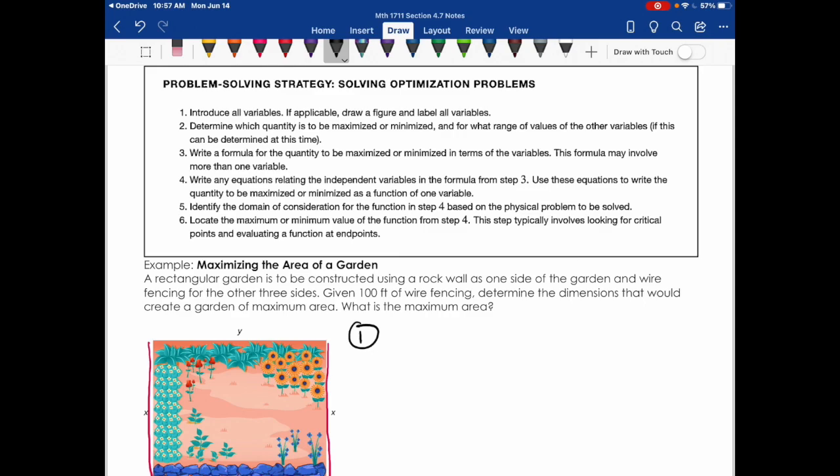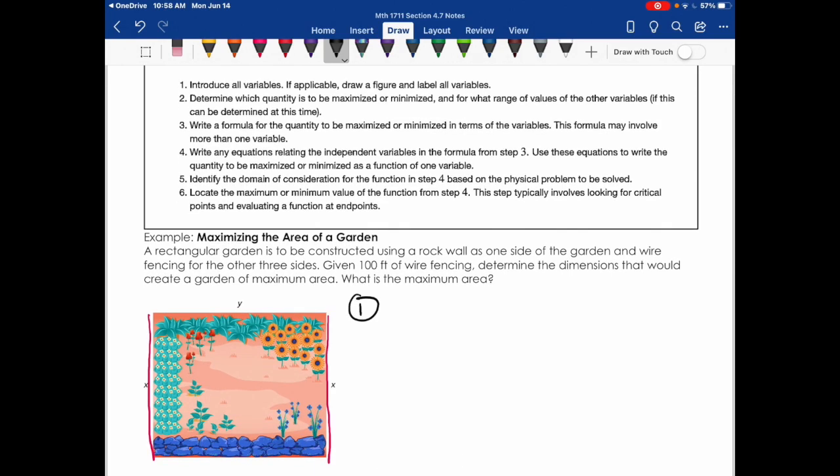The first step says to introduce all the variables, and if applicable, draw a figure and label all the variables. So I like to take the pictures that are in the book because it's a much better job than what I could ever do. If you look at this picture here to the left, we already have that picture, and then the book defines the variable x as the sides that are running perpendicular to that rock wall, and then defines y as the length of the side that's parallel to the rock wall. For number one, I'm going to say see picture. So the variables are defined there and the picture's drawn.